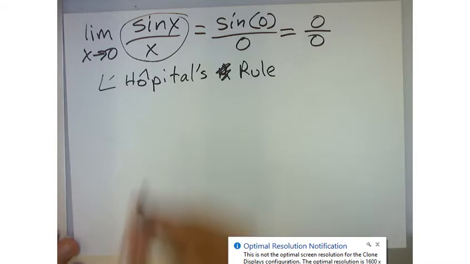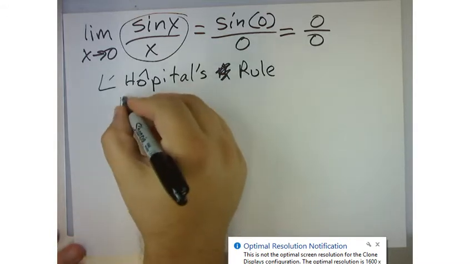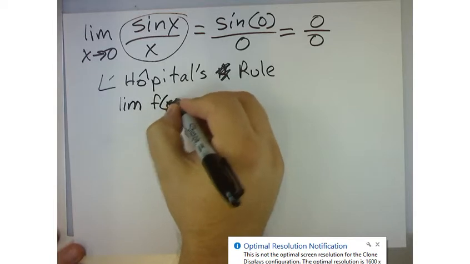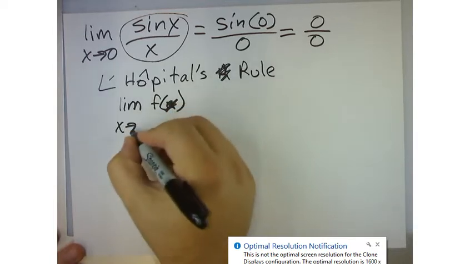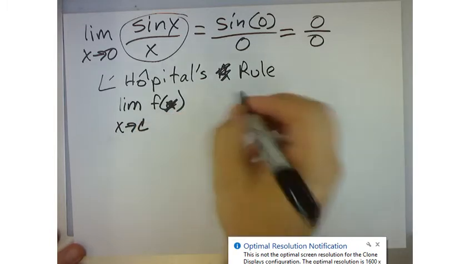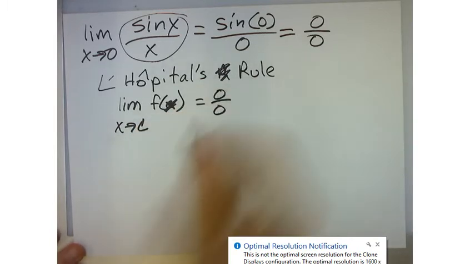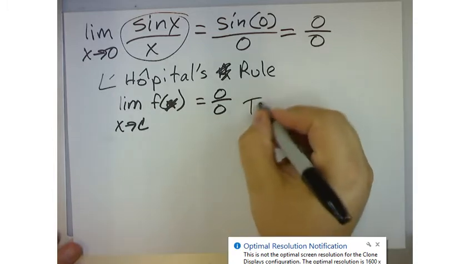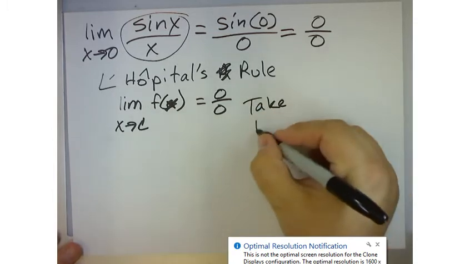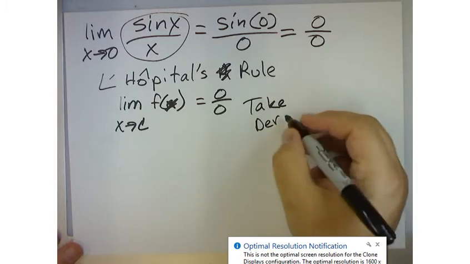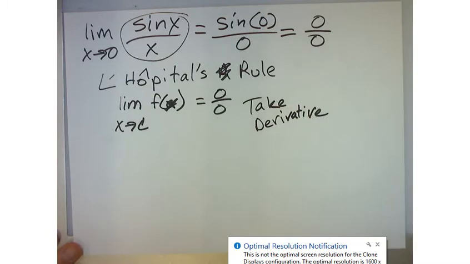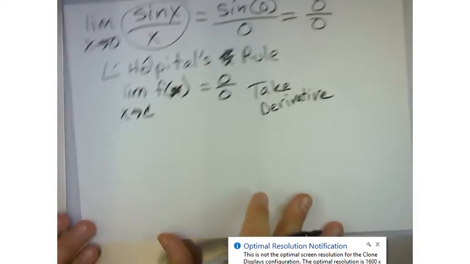But L'Hopital's rule is basically, if I take the limit of a function as x approaches some value c, and I get 0 over 0 as one of the answers, L'Hopital's rule is basically I can take the derivatives of the top and bottom. And we'll do a more formal explanation of all this later on down the road, but since you guys asked, I wanted you to know this.